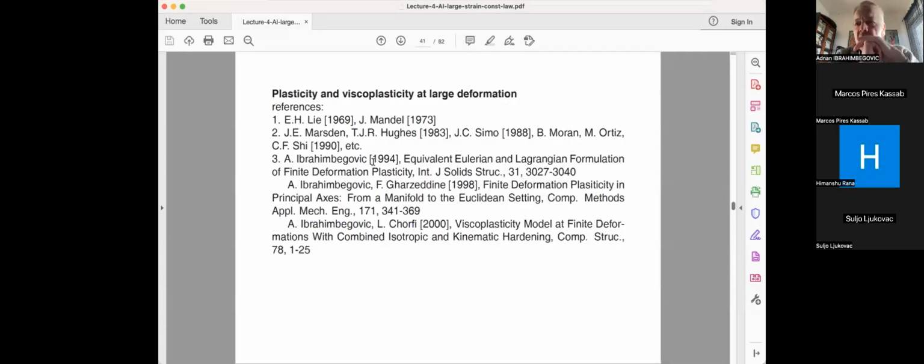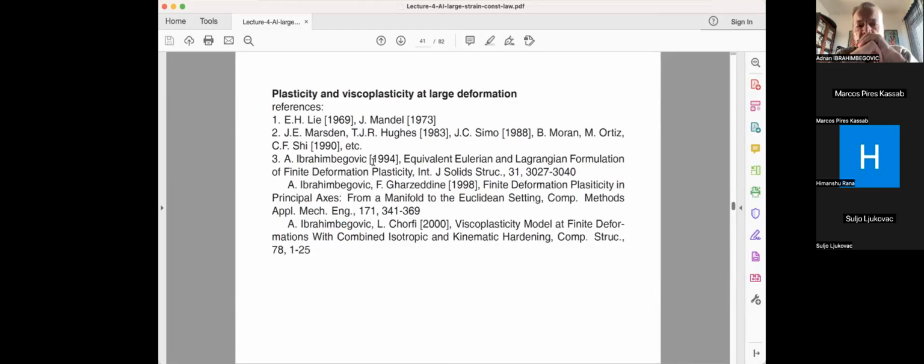Well, there was lots of work on plasticity at large deformation. The first work was by E.H. Lee. He was a professor at Stanford, and Mandel was a professor at École Polytechnique in France. In the 70s, they wrote books and papers or lecture notes discussing these different things. And there were really lots of issues about this large deformation plasticity, whether it applies, whether it doesn't apply, and stuff like that.